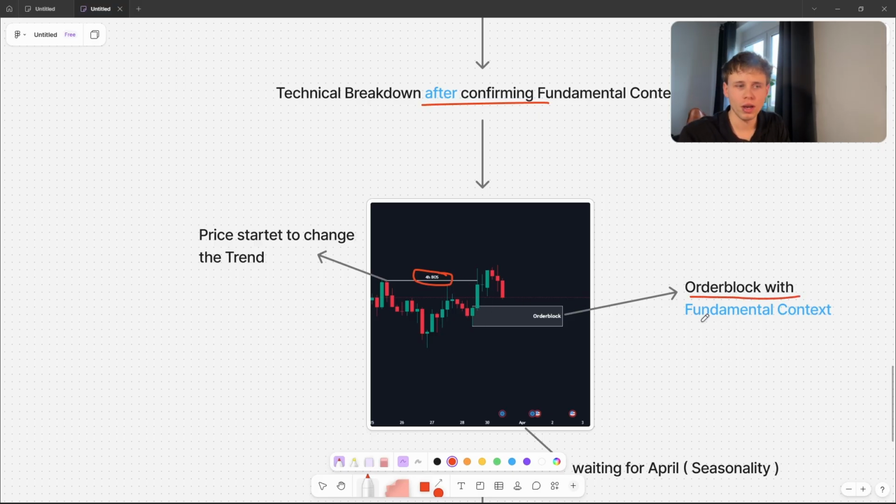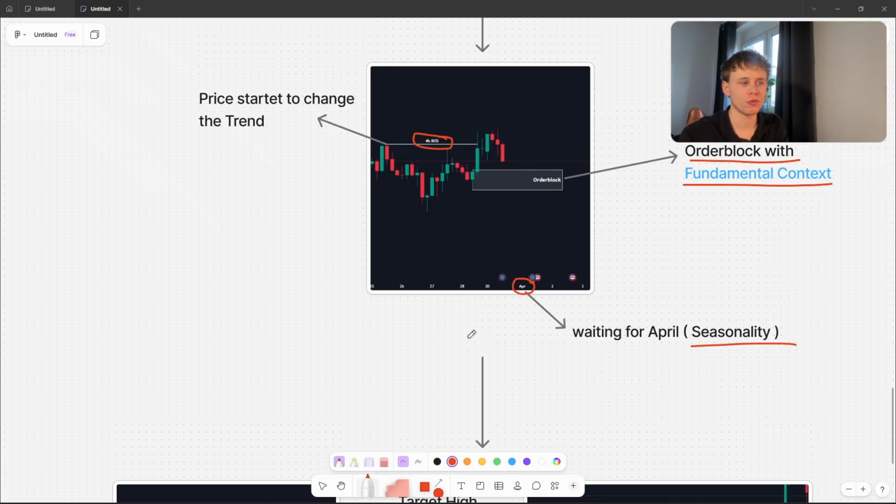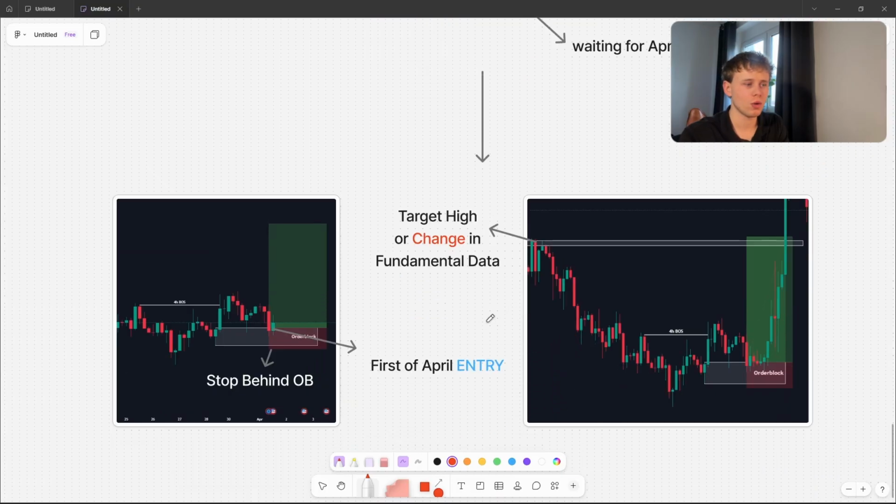But this is not a normal order block. This order block now has the fundamental context. If you just draw an order block on the chart, there's no context behind it. My order block is bound into the fundamental context of the market. Now, we just have to wait for April to arrive. As soon as we hit April, we have the bias of the seasonality and the confirmation of the sentiment to perform a long trade.